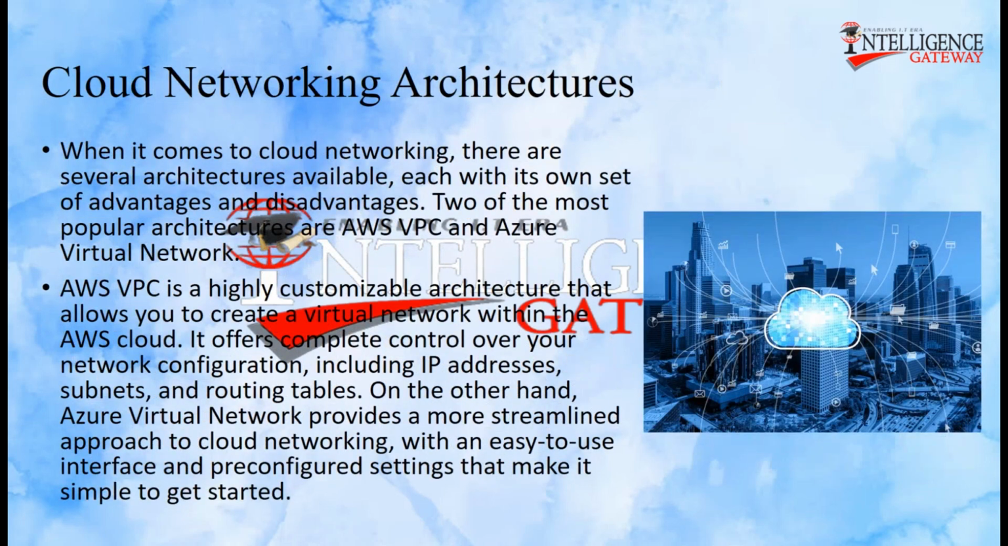Cloud networking architectures. When it comes to cloud networking, there are several architectures available, each with its own set of advantages and disadvantages. Two of the most popular architectures are AWS VPC and Azure Virtual Network. AWS VPC is a highly customizable architecture that allows you to create a virtual network within the AWS cloud. It offers complete control over your network configuration, including IP addresses, subnets, and routing tables. On the other hand, Azure Virtual Network provides a more streamlined approach to cloud networking with an easy-to-use interface and pre-configured settings that make it simple to get started.